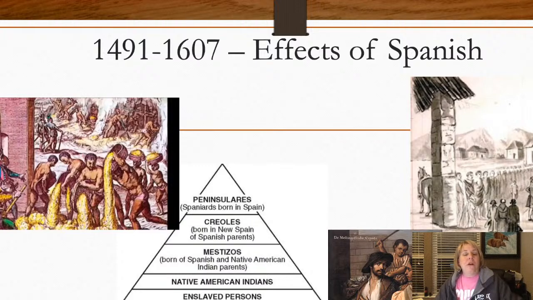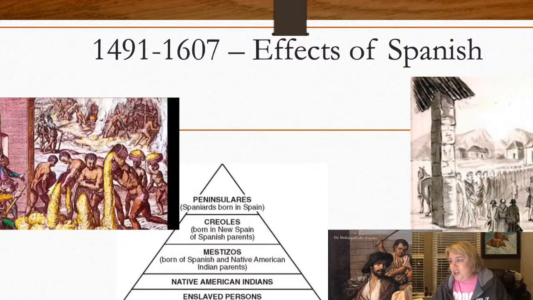So they're going to come in, try to convert the Native Americans within the encomienda system. So, just picture the reality of that. I'm going to force you into labor. And while I'm forcing you into labor, I'm going to force my beliefs on you. And if you don't follow along, I'm just going to punish you. That's not the way you build a cohesive relationship in my world. But, that's just me.